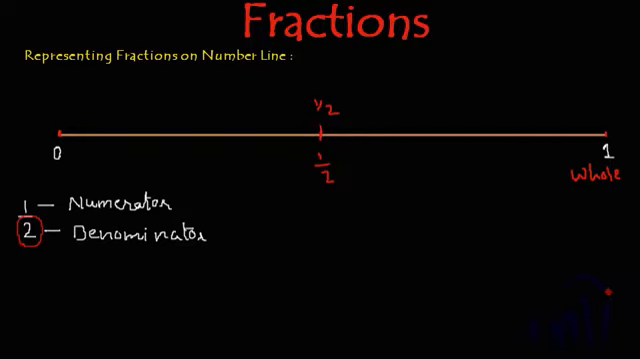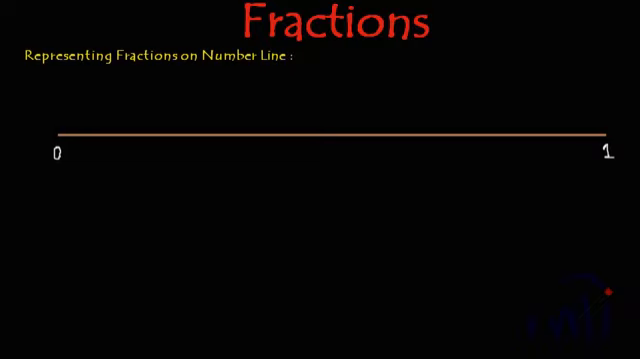And now suppose if you want to represent 1 by 3 over this number line. So suppose if we want to represent 1 by 3, what we have to see? We have to see the denominator. Denominator actually tells us how many equal parts you have to make. So here the denominator is 3. So we will divide this 0 to 1, this number line, into 1, 2 and 3 equal parts, right?